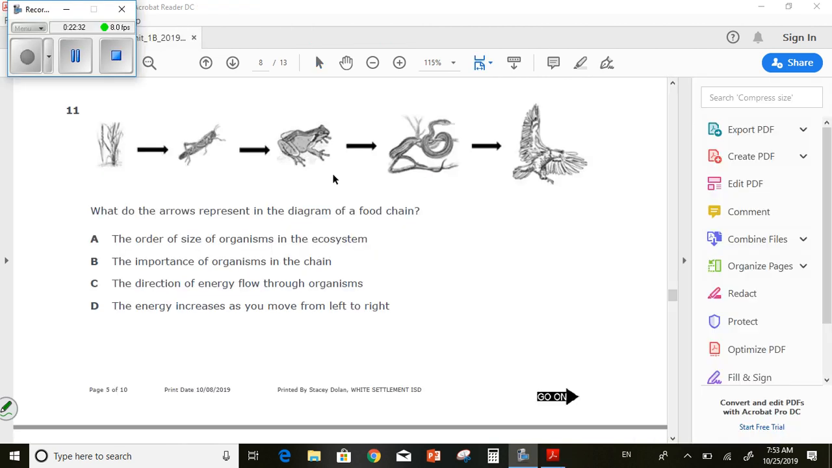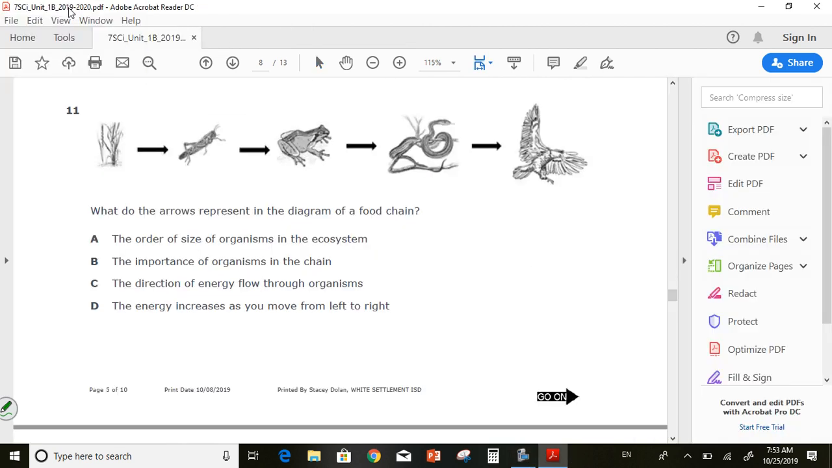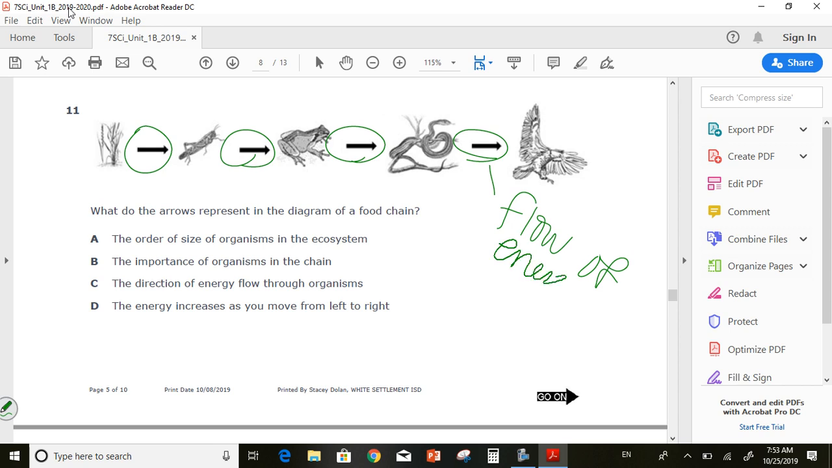Alright, number 11. What do the arrows represent in the diagram of the food chain? So what do these stand for? What do they mean? Okay, they all mean the flow of energy. So you need to find something that says the flow of energy.